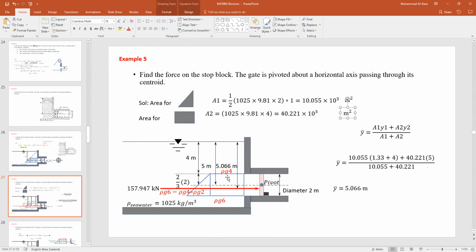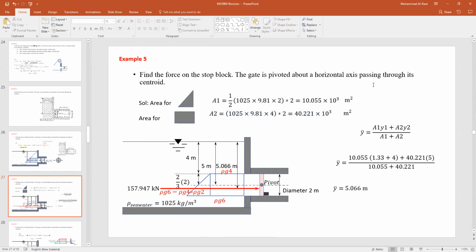Now, for this part, the area for the rectangular, you have rho g4, the remaining of that, rho g4, 1025 times the gravity acceleration times 4. And then don't forget to add the times 1, because that's distance. Oh, no, it's not times 1. Sorry, I have done it already. No, it's times 2. Sorry. It's times 2. Half the base times the height. So the height is 2, and then you get the answer.